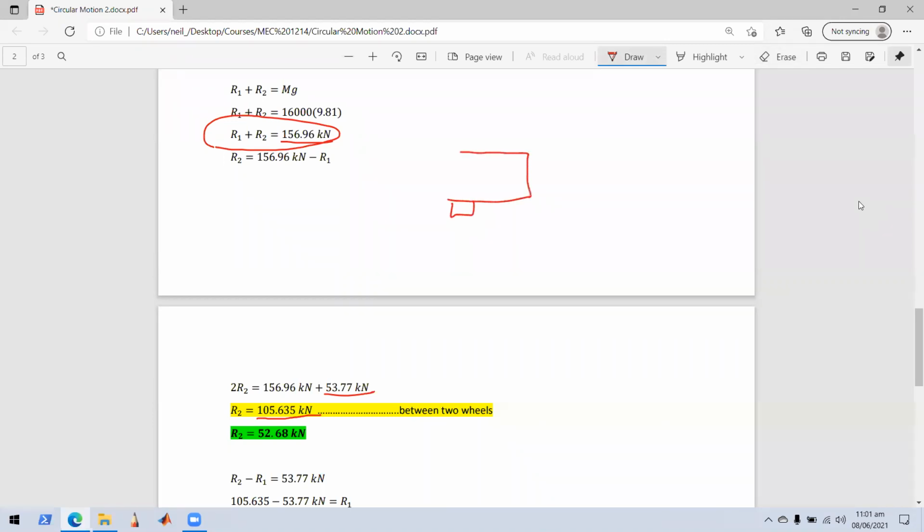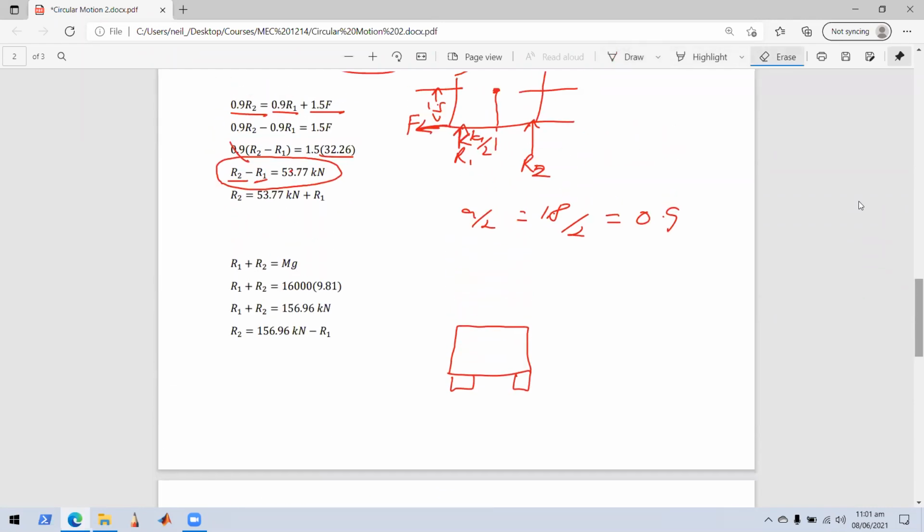Excuse me, sir, before you go on, could you just explain the last step where you were adding? Oh, we're adding the two equations. So you can just approach these two as simultaneous equations. This here and this here, as simultaneous equations.